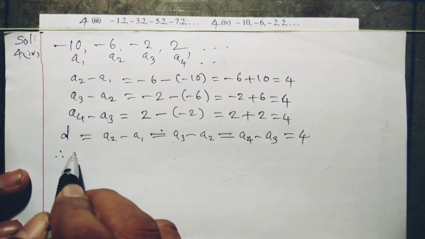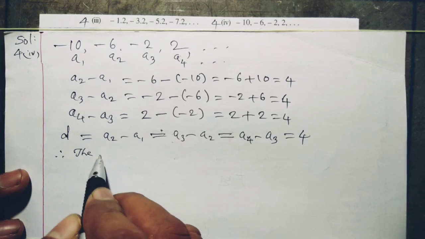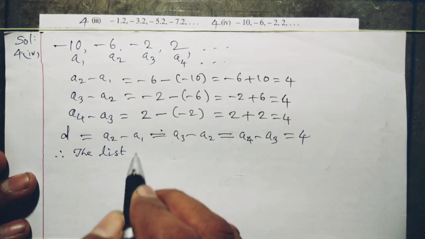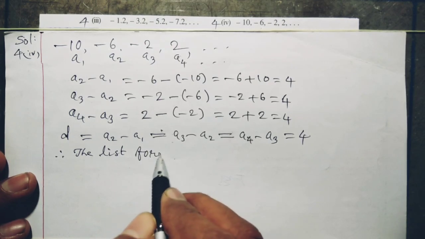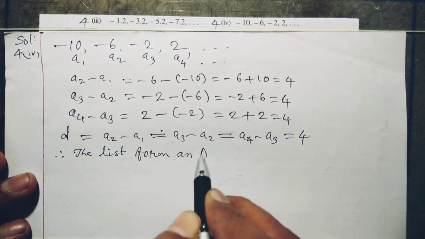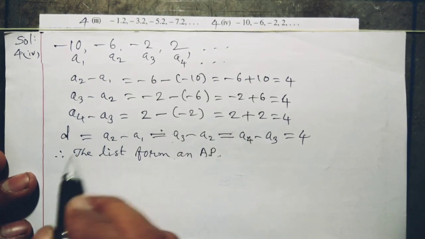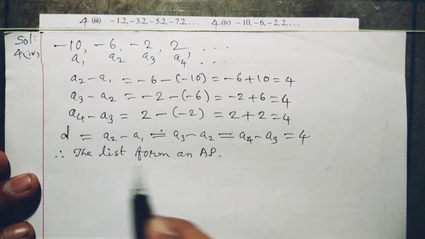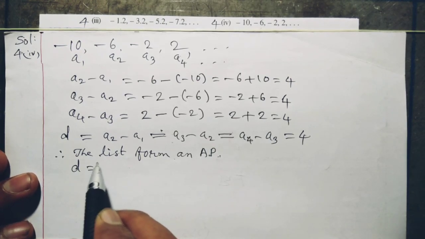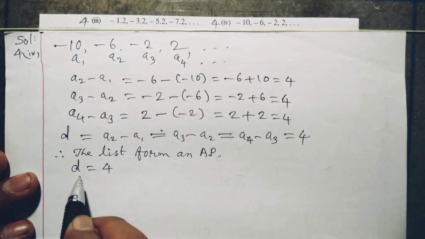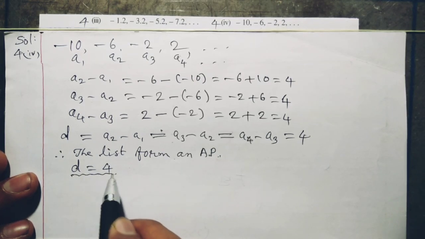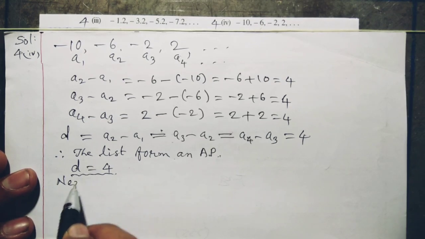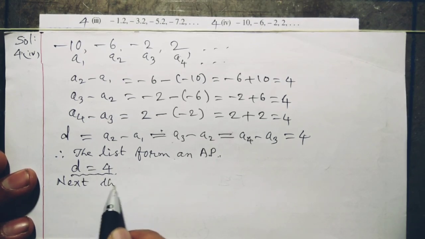Therefore the given list form an AP. Then we have to find common difference and next three terms. Therefore common difference d is equal to 4, and we have to find next three terms.